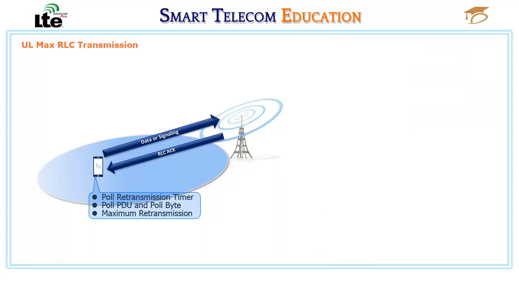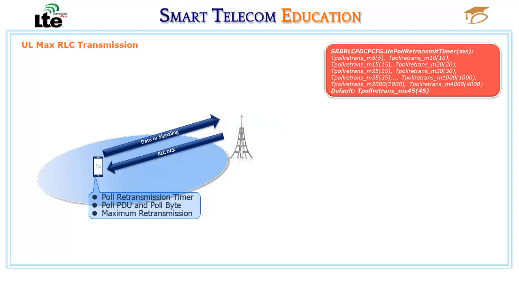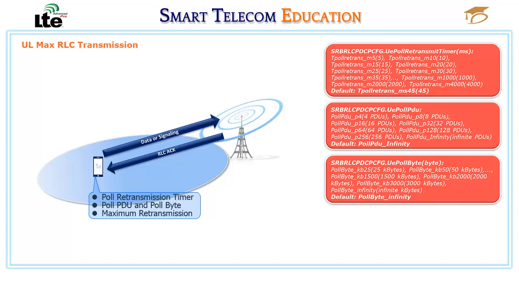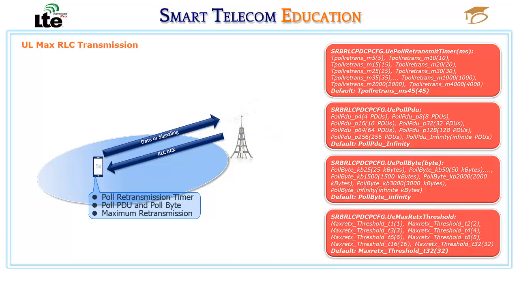The first parameter is the SRB poll retransmit timer for UE. The SRB Poll PDU for UE indicates the UE's specific number of SRB PDUs to trigger polling. The SRB Poll Byte for UE indicates the UE specific data volume threshold of SRB PDUs to trigger polling. Then the max retransmission threshold for UE for a given SRB packet. Once that maximum is reached without an acknowledgement, the link is considered lost.